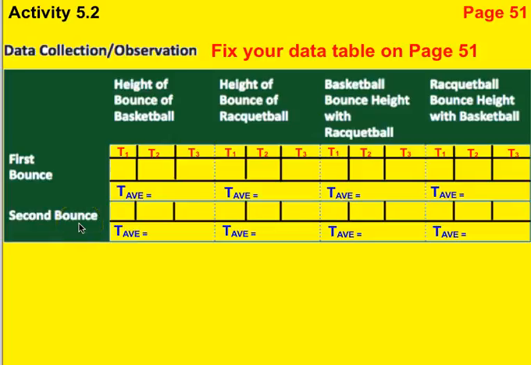So after it bounces once, it goes up. You record that first bounce height. Then it's going to go down, touch the ground a second time. And when it reaches its max height, that's where you're going to record the second bounce height.